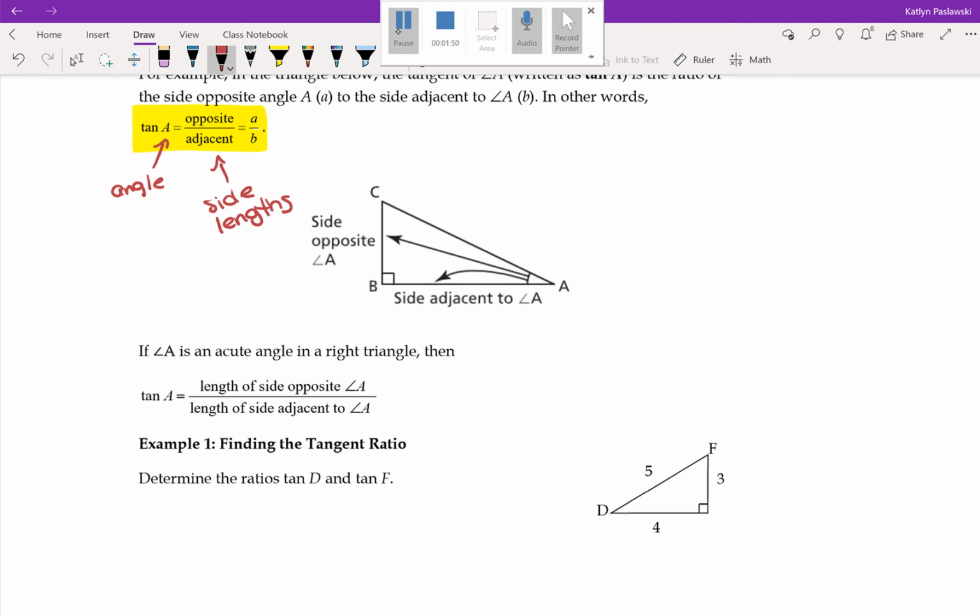So if angle A, notice how it's a capital letter, is an acute angle in a right angle triangle, and notice how it says right angle triangle. It has to be a right angle triangle to use these formulas that we're going to be working on throughout this trig unit.